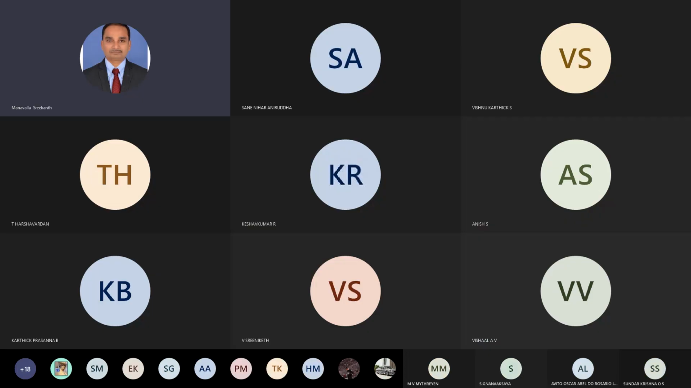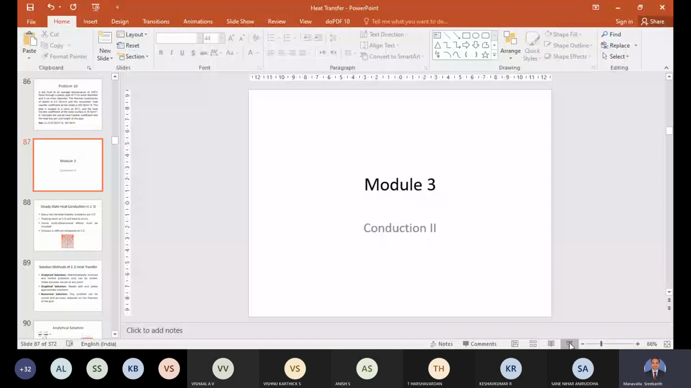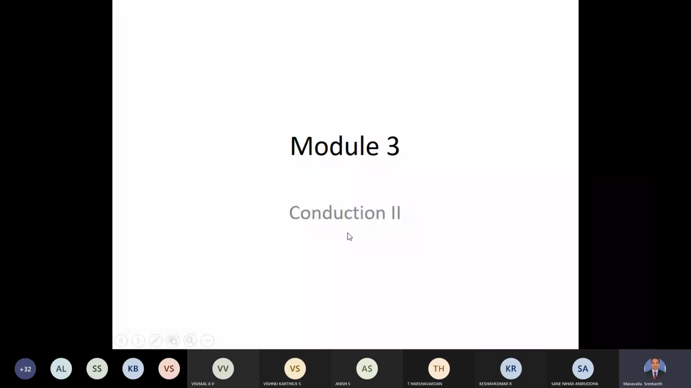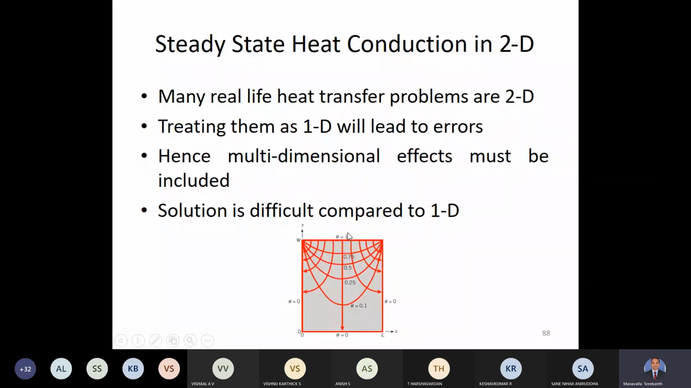And you know, from your mathematics background, you can understand that solving a partial differential equation is a little bit complicated compared to the ordinary differential equation. So we will see what are the different methods available to us in this 2D method. So the next module is called conduction part 2, module 3, conduction part 2. Okay. Now, we will deal with the steady state conduction only.